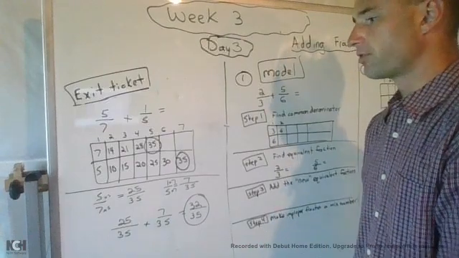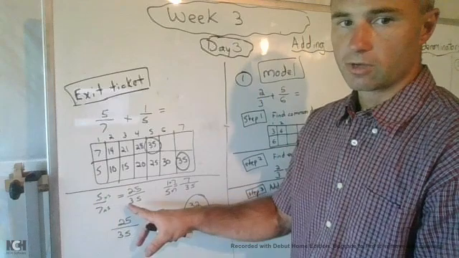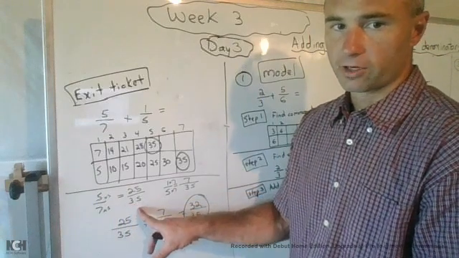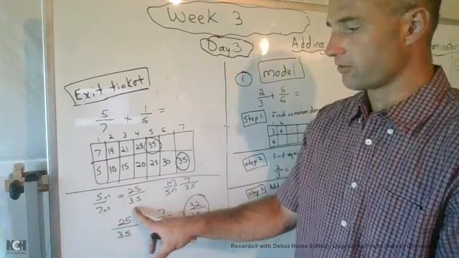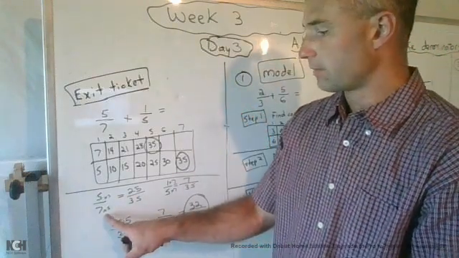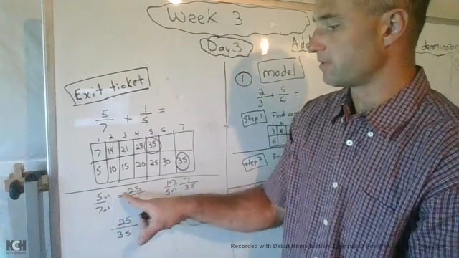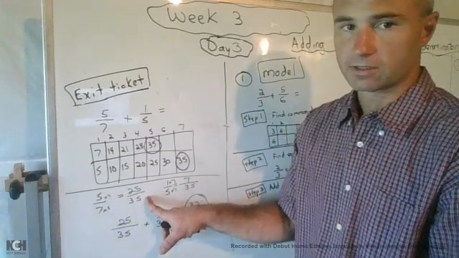So, find 35, then you have to turn 5/7 into having a denominator of 35. So that 7 becomes 35. How did I do it? I times it by 5. So then I times this 5 by 5 to get 25/35.